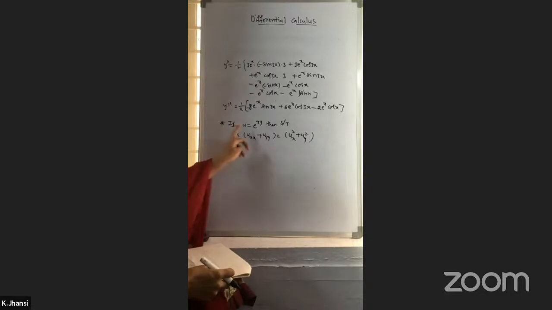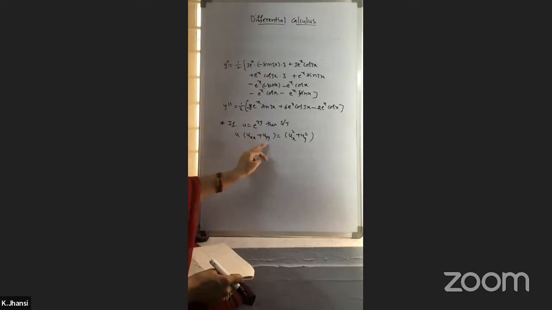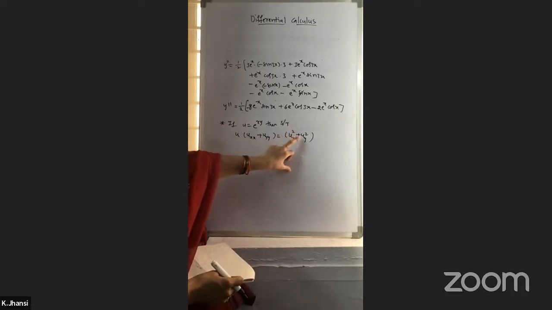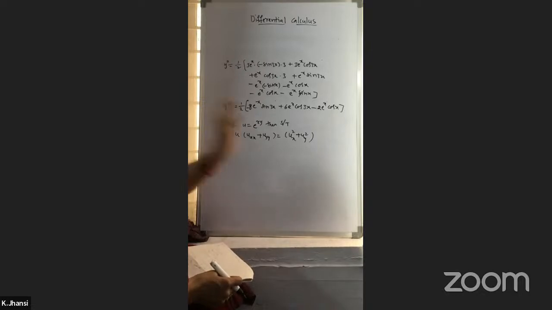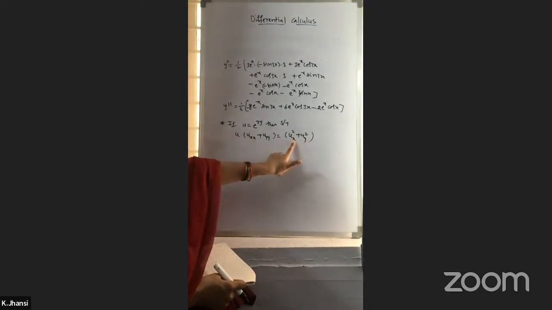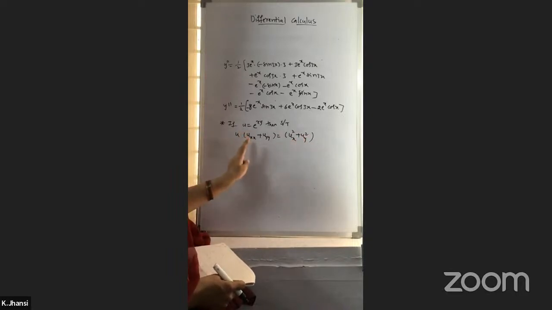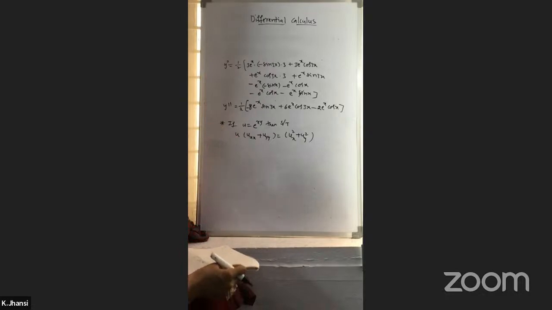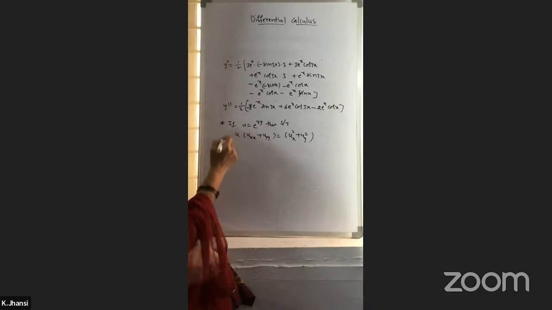So here the u value is given as e to the power of xy. Then we have to show that u into (uxx plus uyy) is equal to ux square plus uy square. Okay. First order square and second order, whatever the first order partial differentiation of u with respect to x and y is, we have to show this. So for this, first you find ux, the first order.